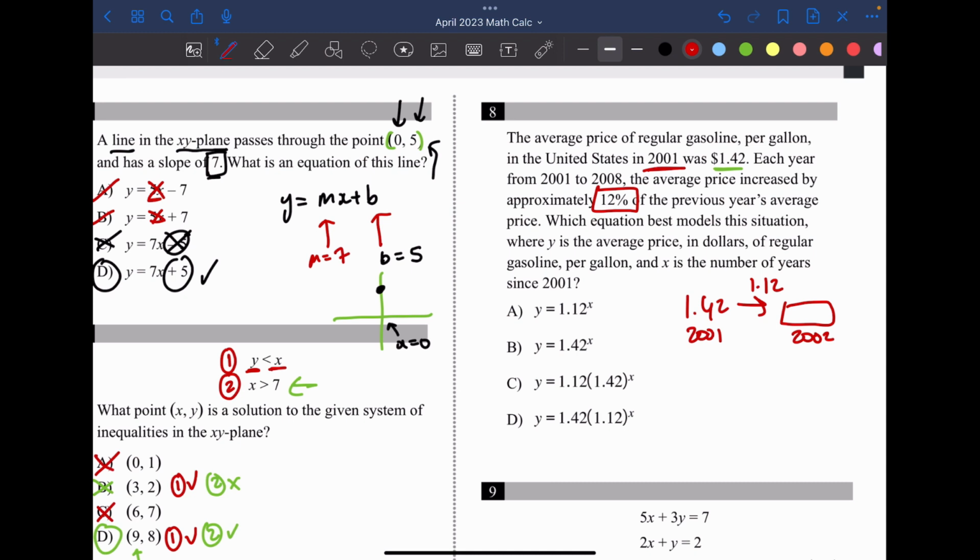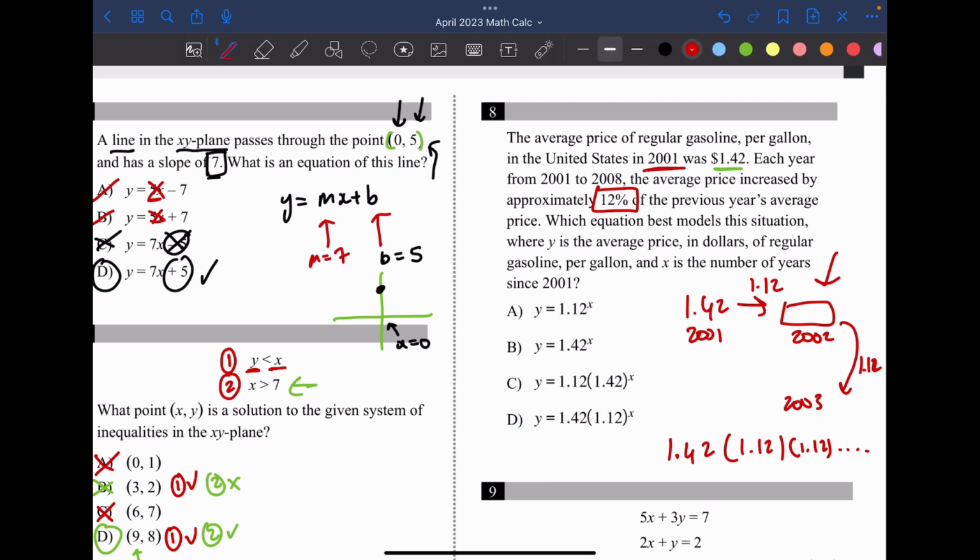Okay, but all we care about for now is the equation. So we don't actually have to find the value. We're just looking at the process of finding it. So after that, if you want to find 2003, you would multiply by 1.12 again because it increased by 12% again from the previous year. And you keep multiplying by 1.12. So first, what we did was we multiplied 1.42 by 1.12 times 1.12 times however many times you want to do it to get to the year that you're looking for.